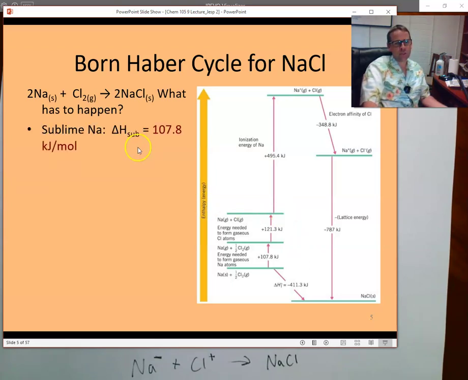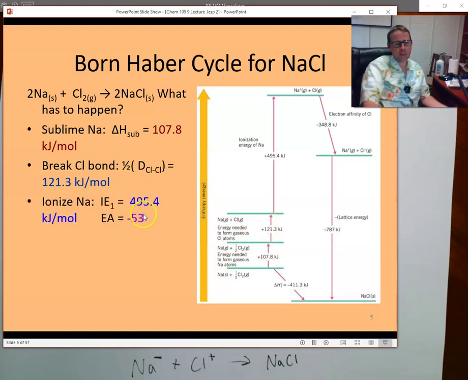We would still need to sublime the sodium, so there would still be a positive 107. We would still need to break the chlorine bond, positive 121.3. This time, instead of taking an electron from sodium, we're going to give an electron to sodium. How much energy does it take to give an electron to sodium? Can you tell from this slide?